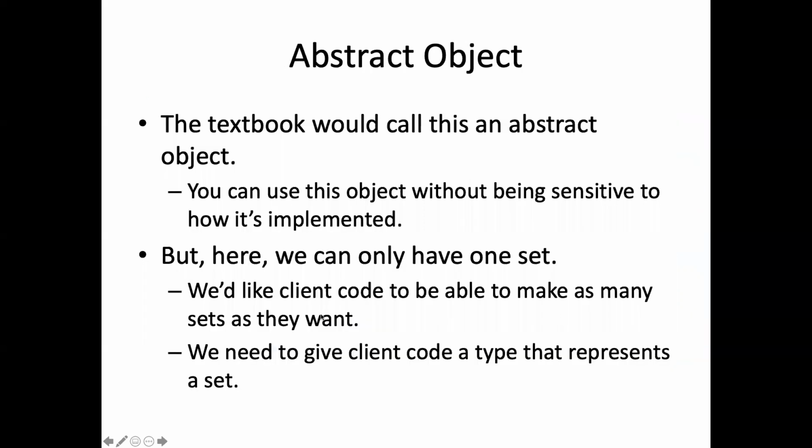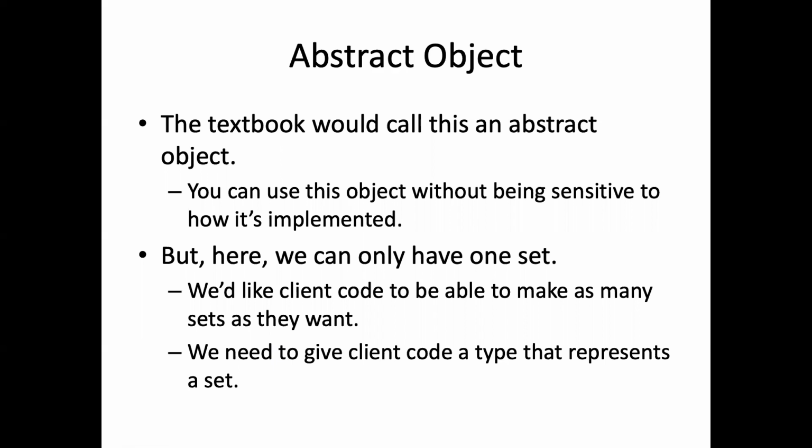The thing we just built, your textbook would call this an abstract object. For reasons that we already talked about, you get to use this implementation of set without really knowing how it works. And in a way, that's a good thing. It means that the implementer could change how it works, and your code shouldn't have to change at all. But there are some disadvantages to the way we've implemented this.